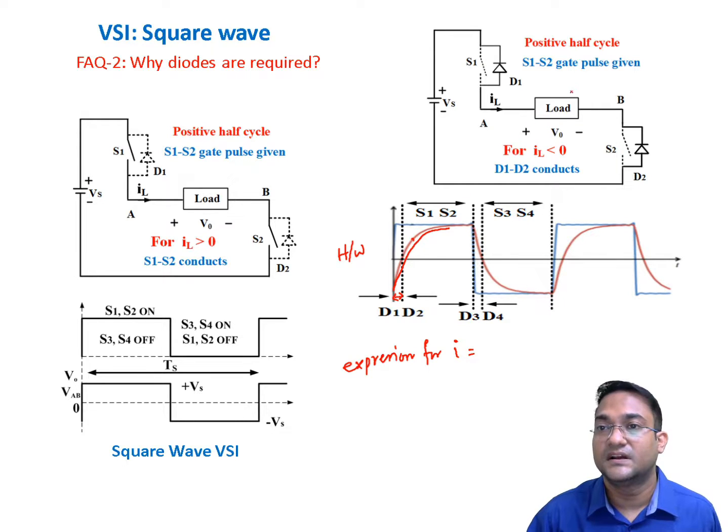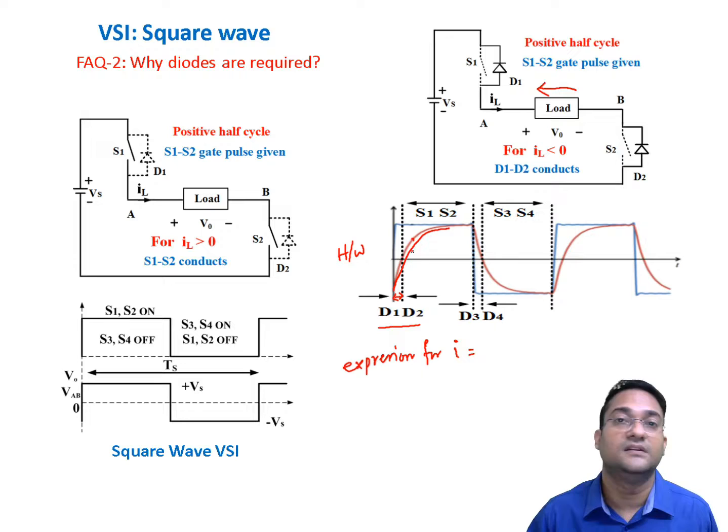That means current is flowing in this direction, right to left, through the diodes. So through diodes D1 and D2, current will flow in that short duration. Depends on RL values, whether it is short or slightly longer, that you can easily calculate using proper expressions. Then current will become 0, and then current will reverse and it will be in positive direction. Then actually switches S1 and S2 will conduct.